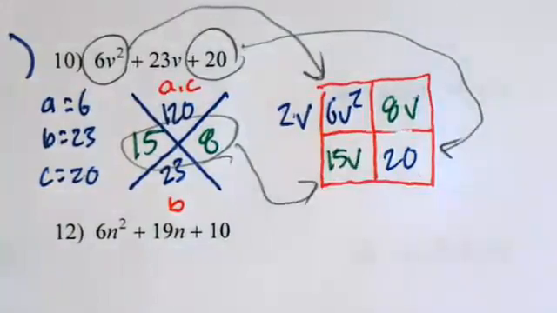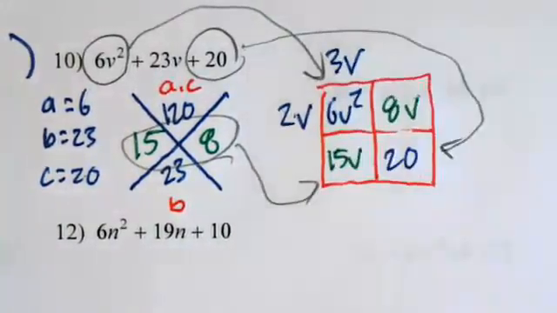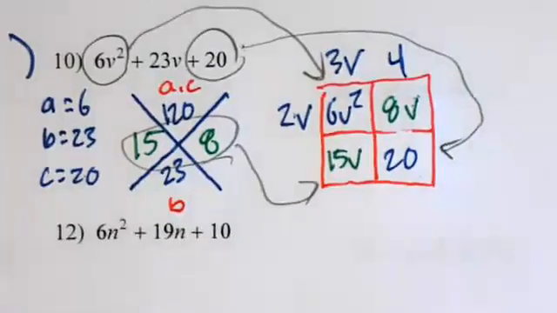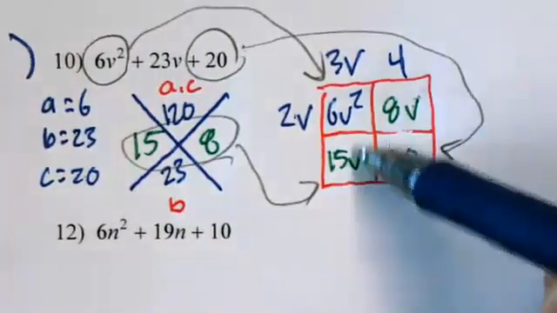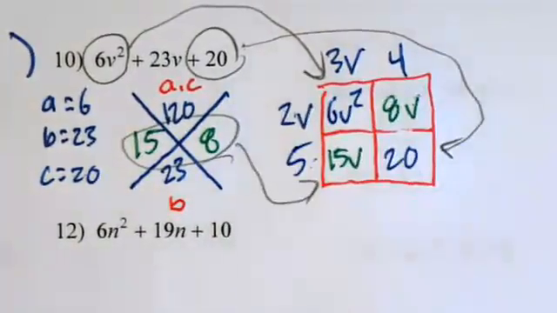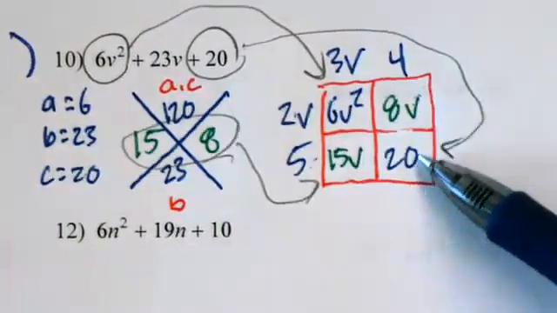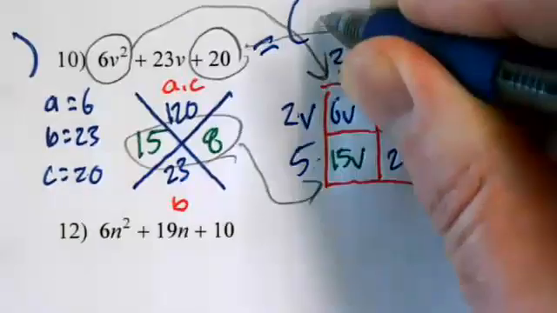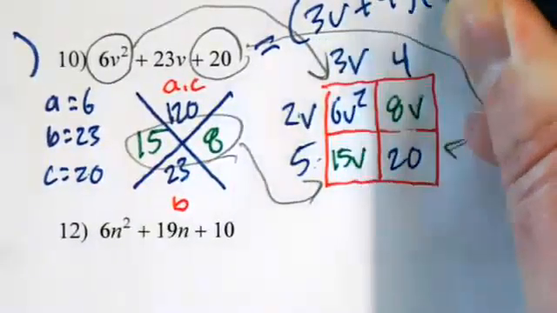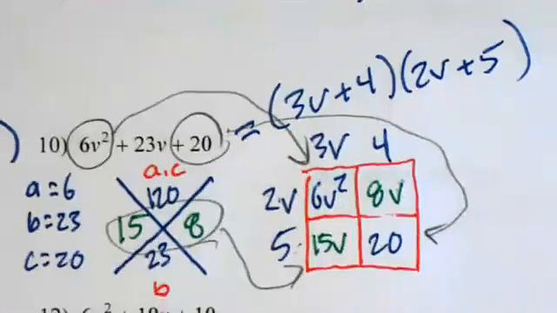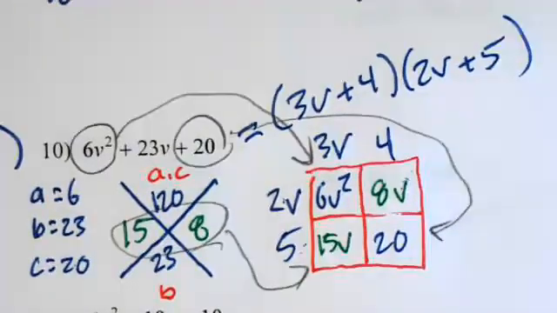So 2v times, well, I guess it's got to be 3v, right? And 2v times 4 would get us 8v. And let's see, down here, 3v times 5 would get us 15v. And then this last corner serves as a check. 4 times 5 is 20, it works. So final answer, 3v plus 4 and 2v plus 5, and we're done. You're going to get quicker and quicker at these as you practice them.